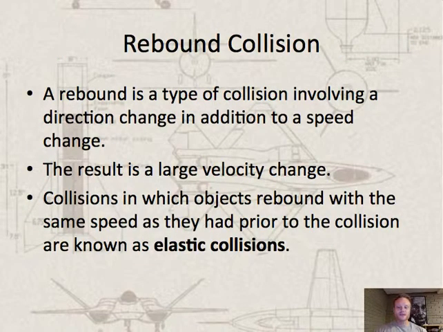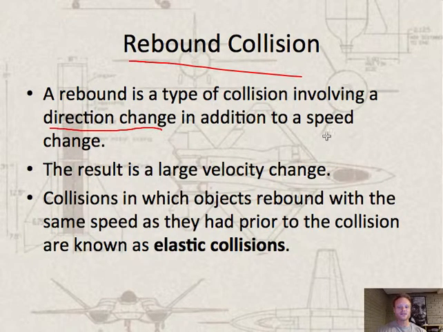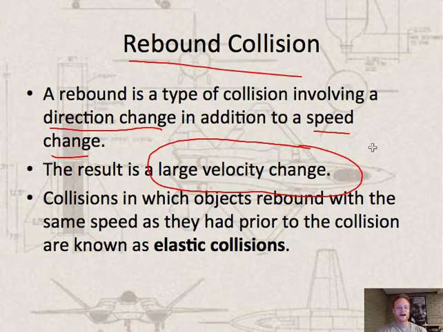Now, there's a special type of collision called a rebound collision. And the name kind of says a lot. A rebound collision basically is going to involve a direction change in addition to a speed change. And so if you have a direction change and a speed change, this results in a very large velocity change. Okay? So collisions in which objects rebound with the same speed as they had prior to the collision are known as elastic collisions. And that's basically what we're going to focus on in this course. There are things called inelastic collisions, and we really won't get into those too much.